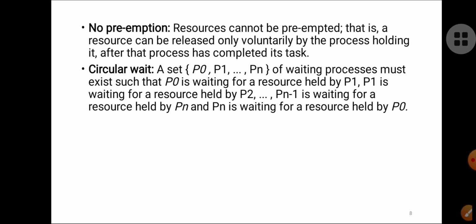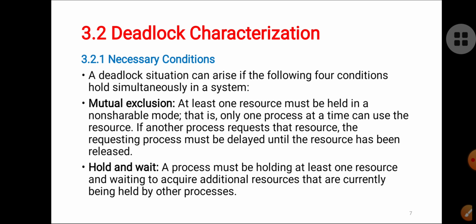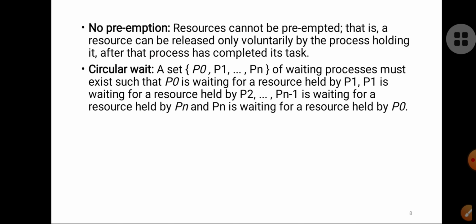A set of waiting processes P0, P1, P2, P3 up to Pn must exist such that P0 is waiting for a resource held by P1, P1 is waiting for a resource held by P2, and so on. Pn minus 1 is waiting for a resource held by Pn, and Pn is waiting for a resource held by P0. These are the four conditions which will cause the deadlock. First is mutual exclusion, second is hold and wait, third is no preemption, fourth is circular wait.